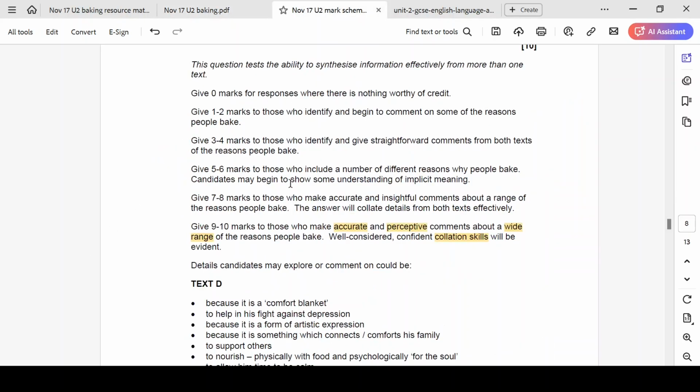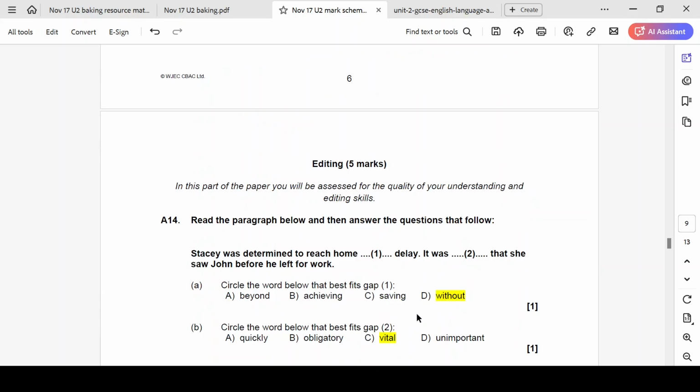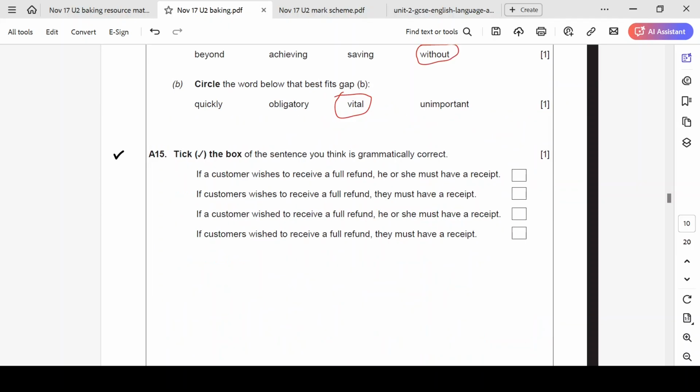Let's just check it with the mark scheme. There we go. They've highlighted them rather than circling them, but without and vital were the correct answers. These questions test your close reading skills, really, and also your grammatical knowledge. For an English teacher like me, it's usually fairly obvious, but I know that it's not always obvious for younger people. So you have to read these carefully, because they're all quite similar. If you rush through it, you could easily misread one.